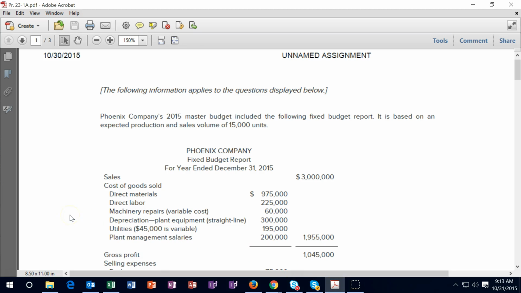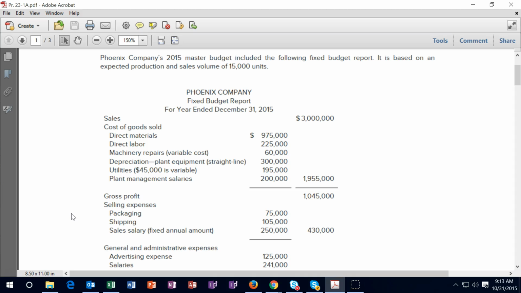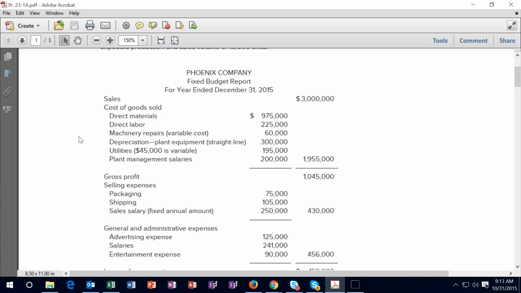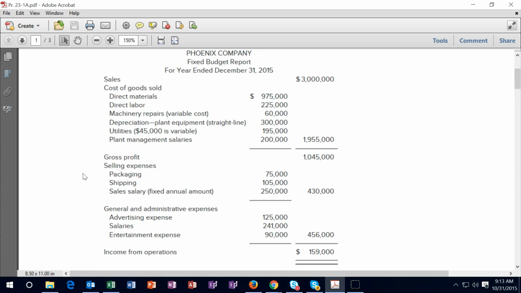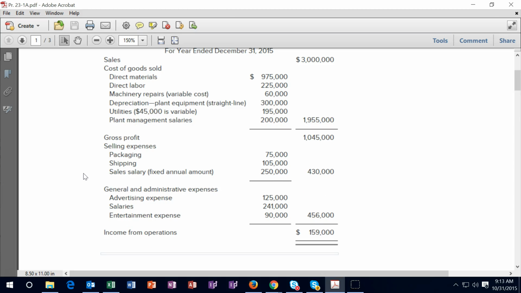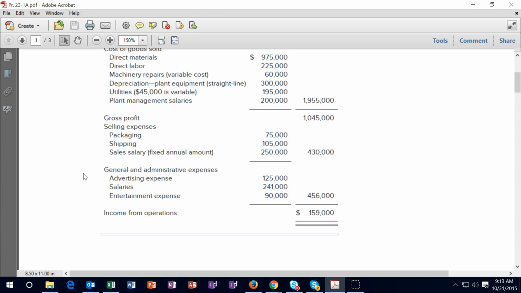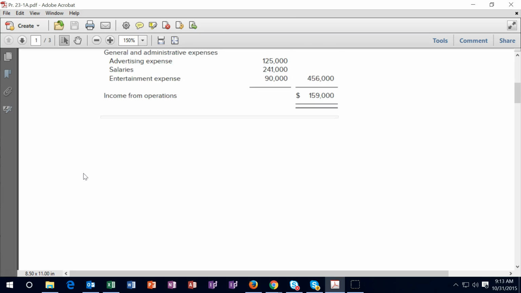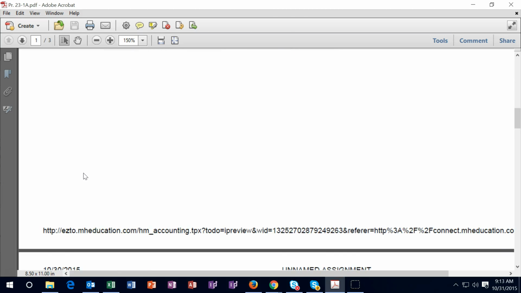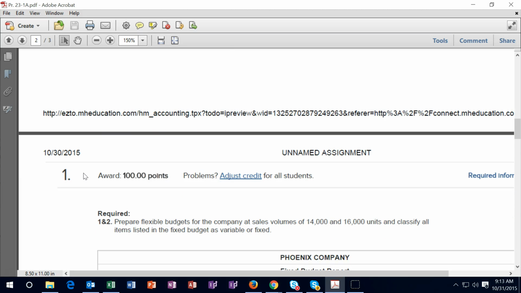Phoenix Company's 2005 master budget includes the following fixed budget report, based on expected production and sales volume of 15,000. So what we have here is a static budget report in the format normally seen, in that we have the income statement portion being sales less cost of goods sold gives us gross profit, minus the selling and general expenses, bringing us to our net income.